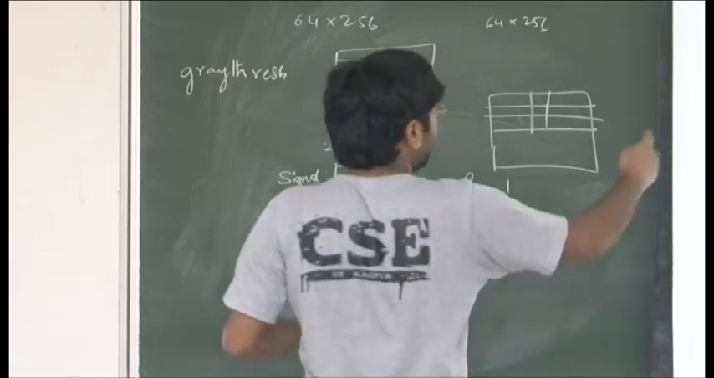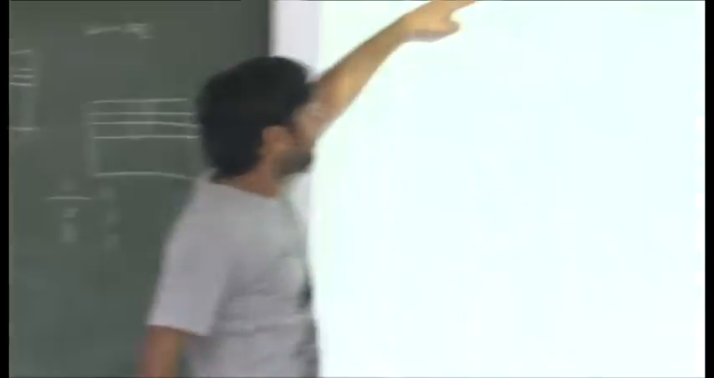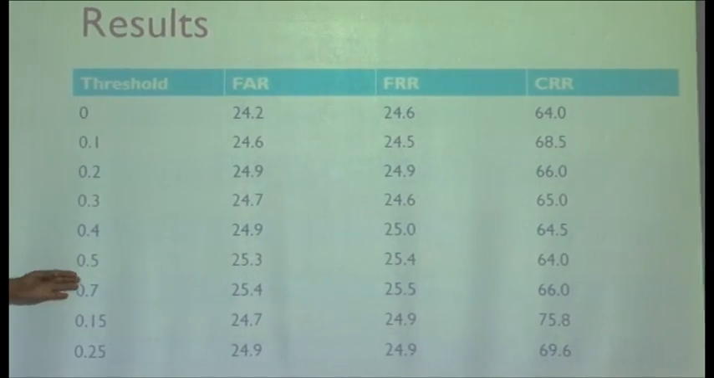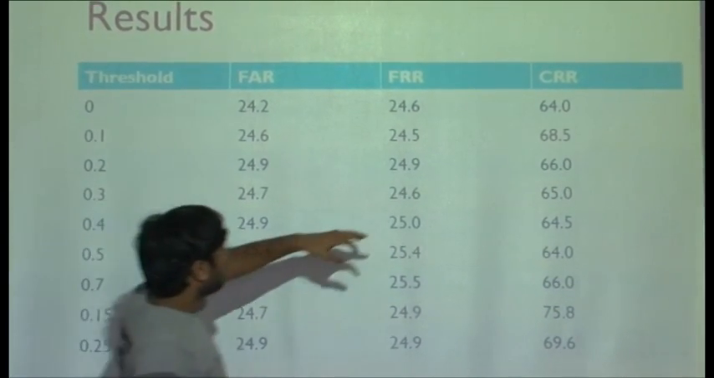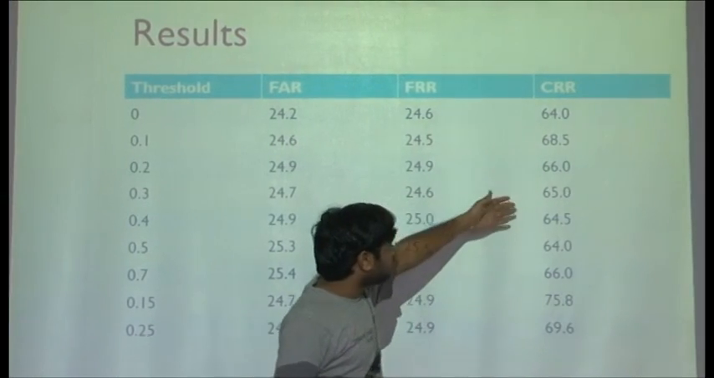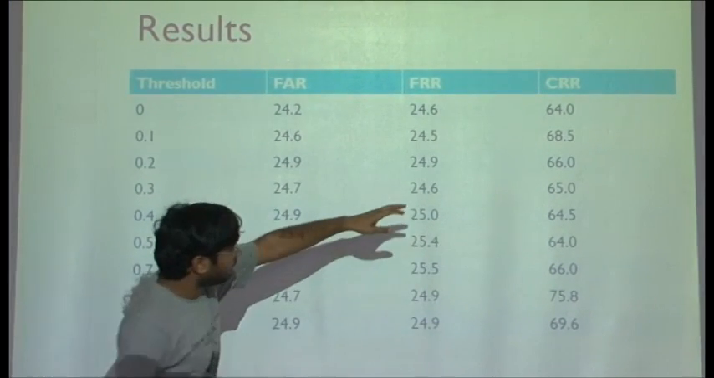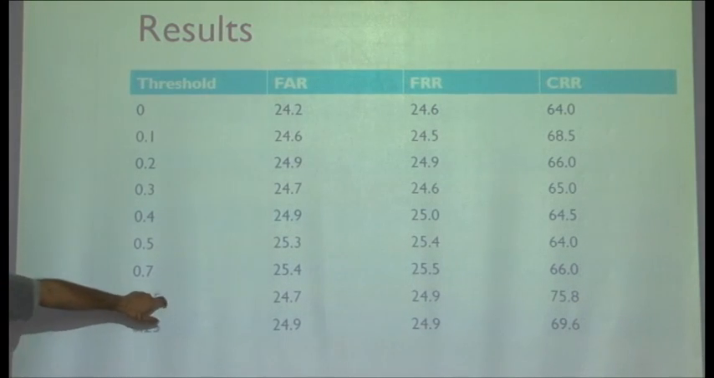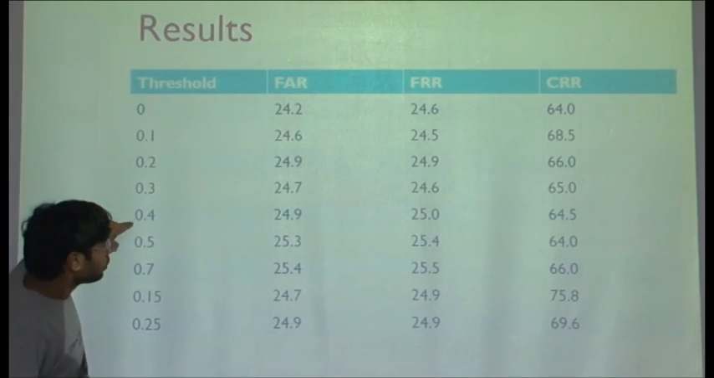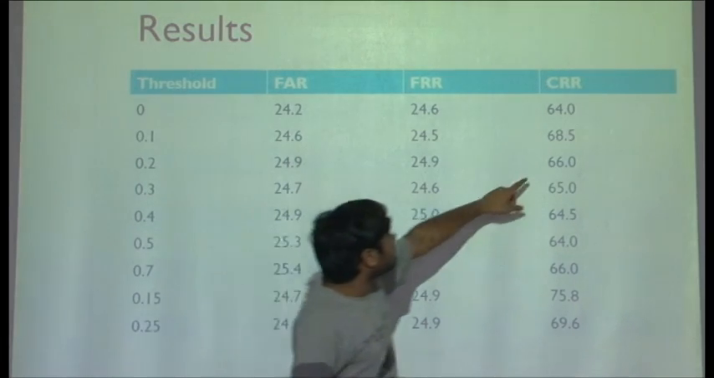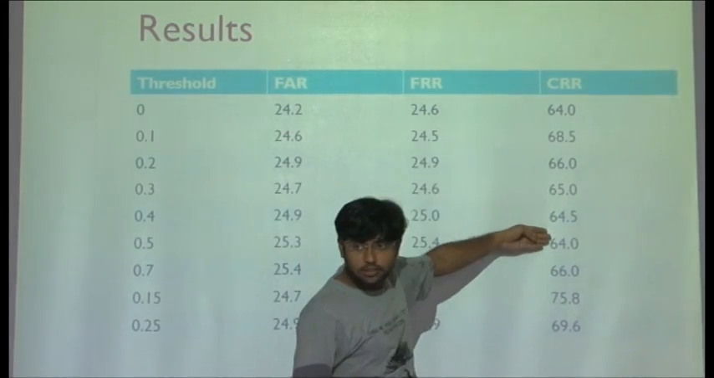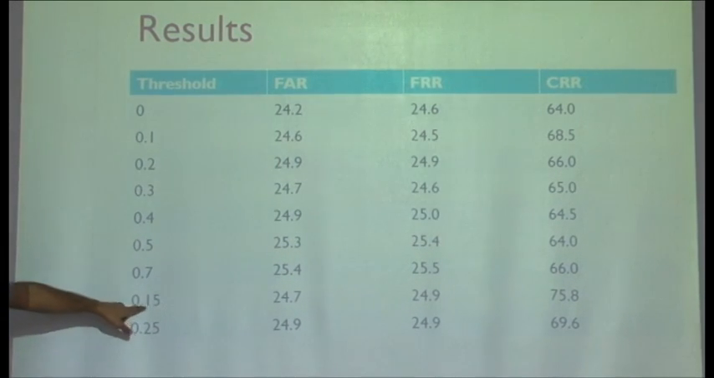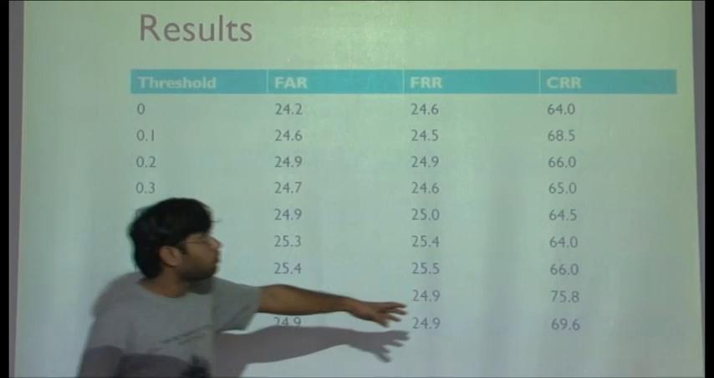So I took the threshold as 0, 0.1, 0.2, 0.3, 0.4 and so on till 0.7. I found that after a certain value it increased, and after that it decreased again. So I checked it for 0.15. I set it up to 0.3, and it gave 66 and 65, I mean it was decreasing. So I selected it and tuned it again to 0.15, and I got roughly 75.8 CRR.